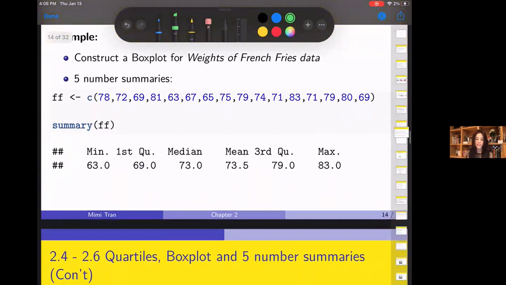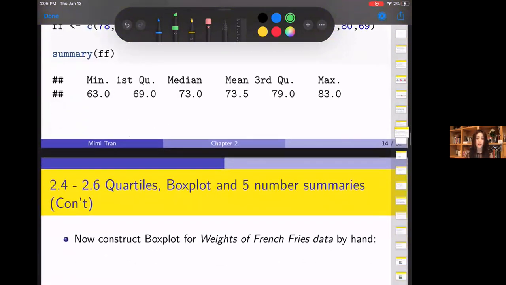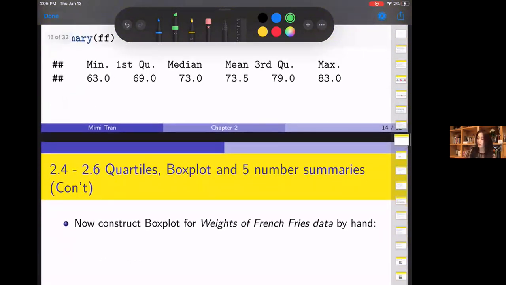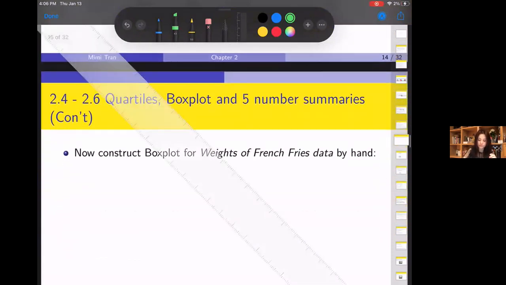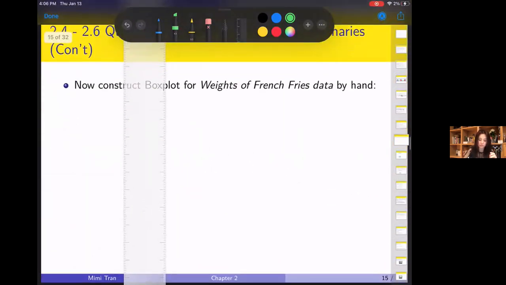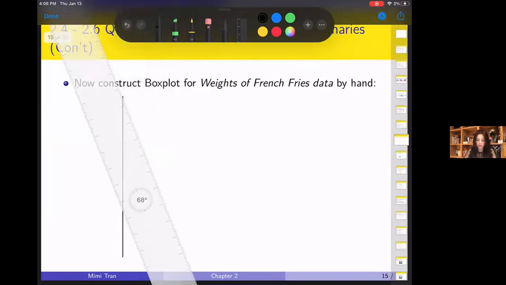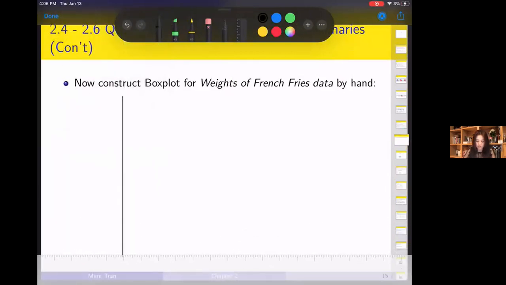So for example, here is the summary of the French fry data. I'm going to construct this by hand. So first of all, I'm going to draw my y-axis and x-axis. Maybe I'll do it in black. Yeah, like that. And then the x-axis.